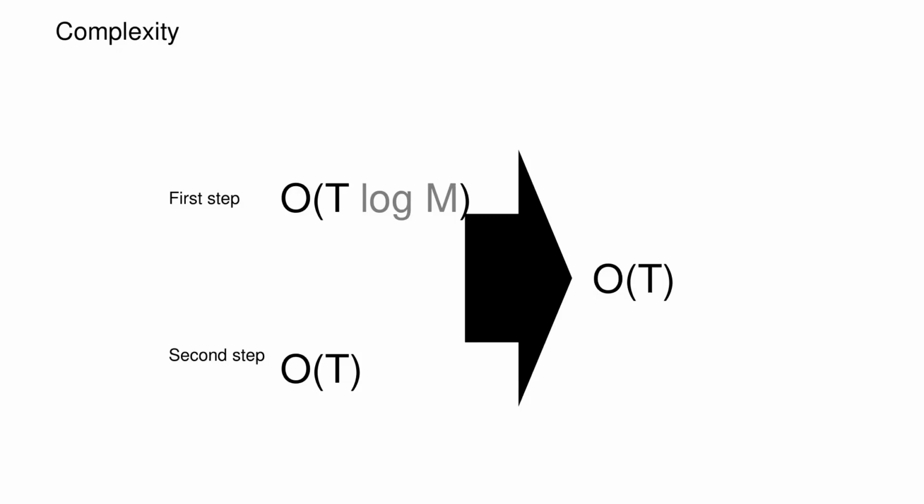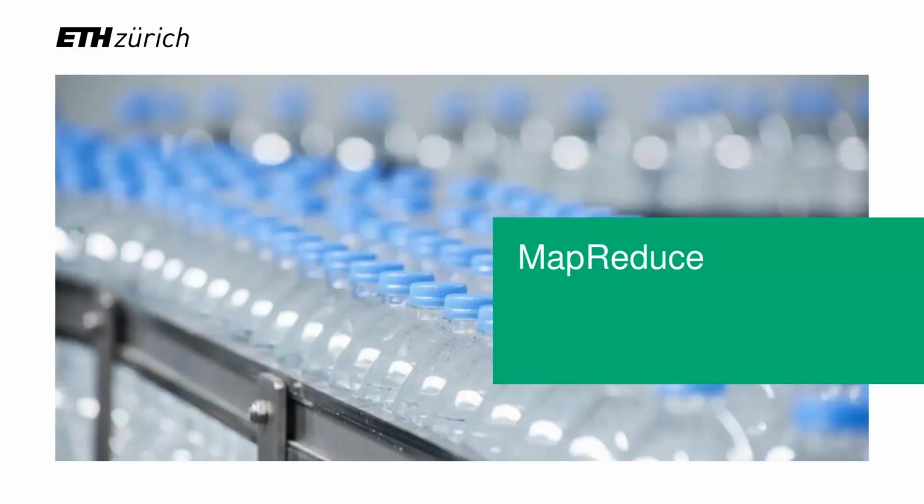So O of T log M for the first part, in which I do partition by partition and I build my local indices, and then linear for the second step when I merge them, and overall that gives the impression of O of T. That makes big data people very happy because linear time is great. This is also what you can parallelize well on clusters later on.